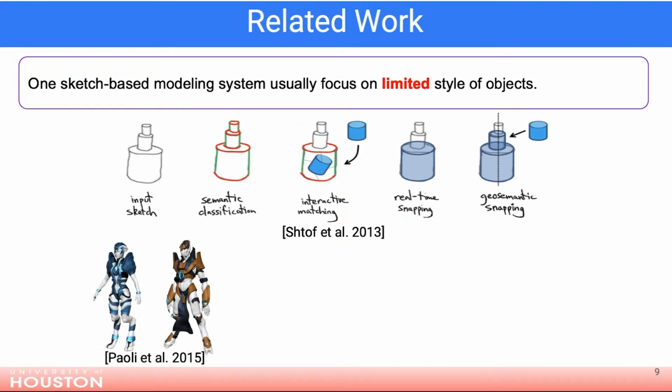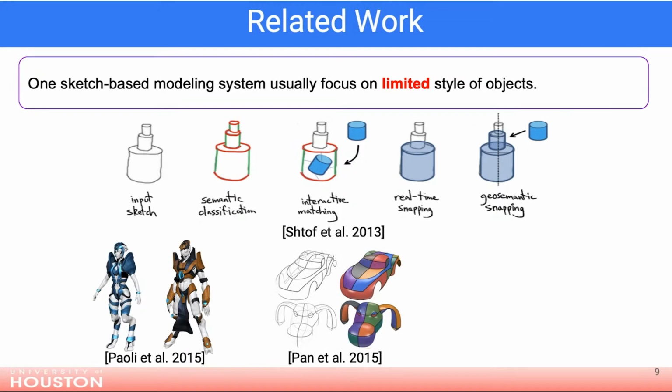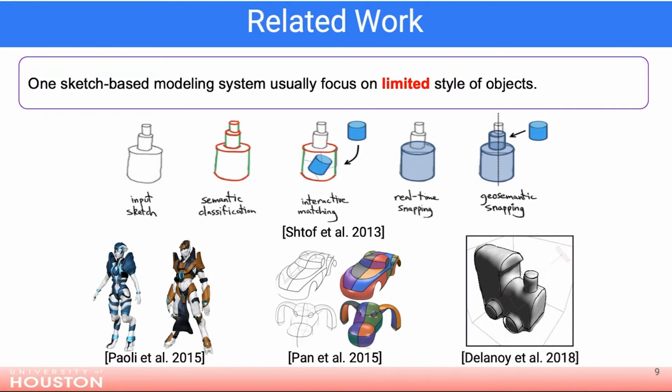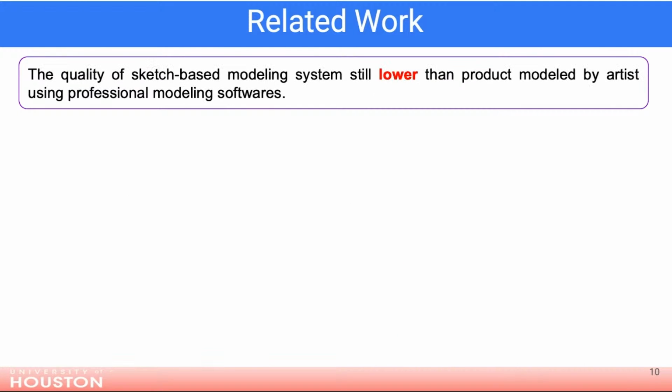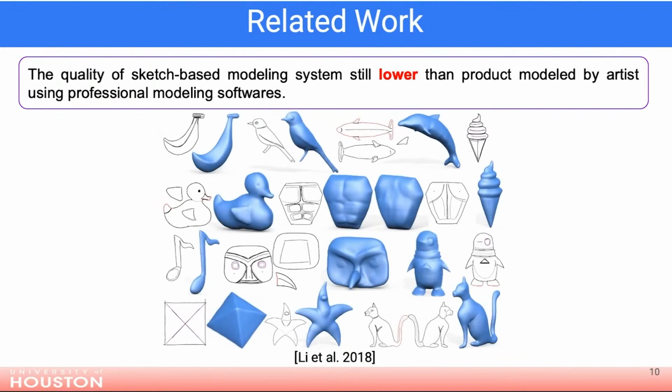The second scheme by Poly et al. is a state-of-the-art sketch-based modeling system for armor models. The Pan et al. work requires 3D sketch input instead of a 2D sketch. Delano et al. can only generate man-made objects. Li et al. proposed the state-of-the-art sketch-based modeling system, which generates a surface that is usually flat, even though the sketch input gives the structure information.